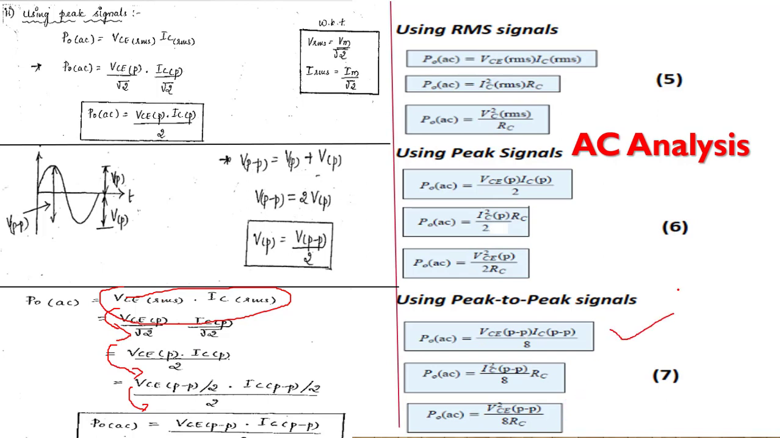So here we have done 3 types of signal. RMS, how do you get it? If you know RMS, simply convert into the peak, simply convert into the peak to peak. It is actually very easy, nothing to worry. But don't represent only in V and I form. You have to represent in I square and R, V square divided by R also.